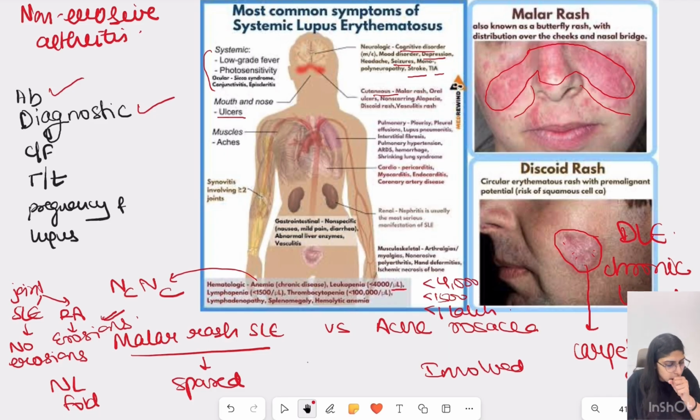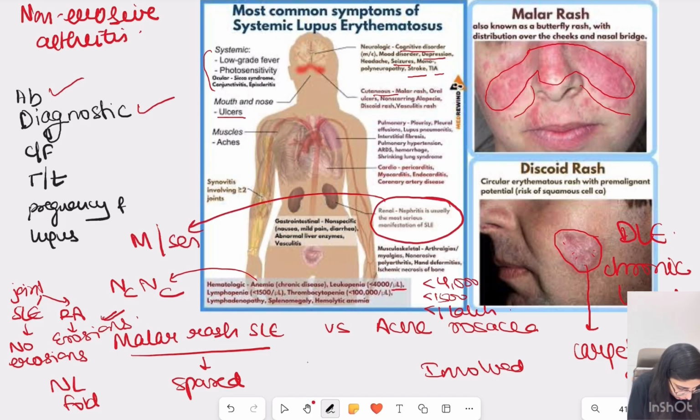We'll talk about lupus nephritis in quite detail, because lupus nephritis is the most common cause of death in SLE patients. This renal involvement is the most serious, and it is the most common cause of death in SLE patients. So we need to talk about this in a little bit of detail.